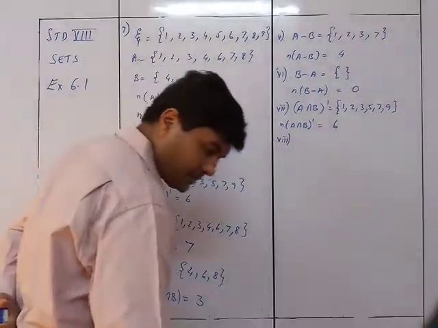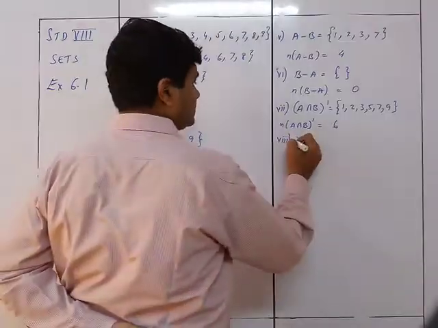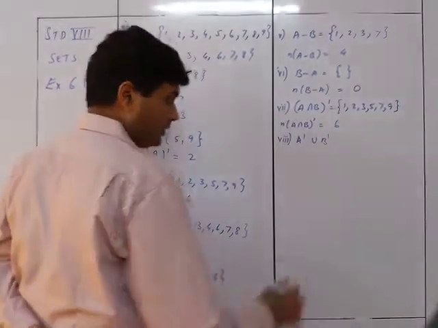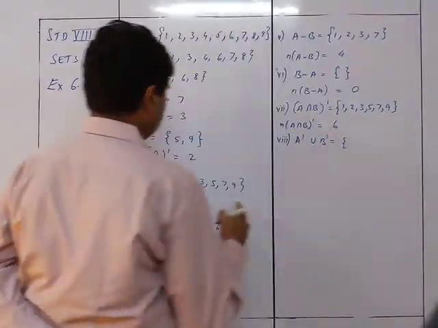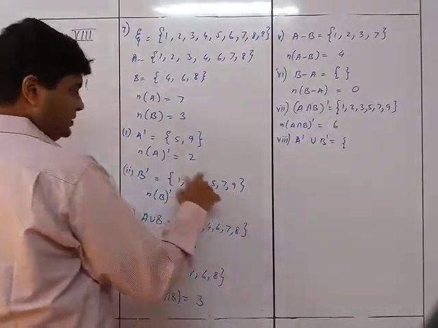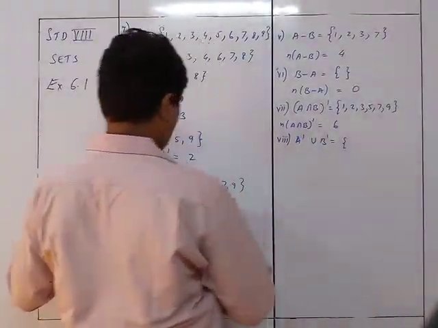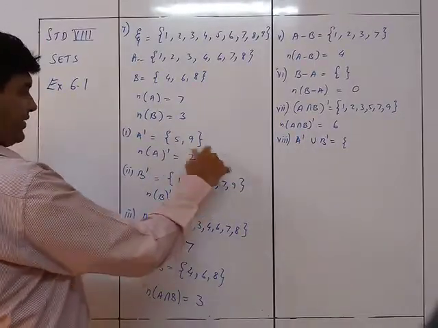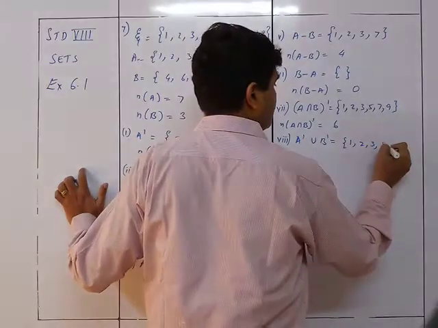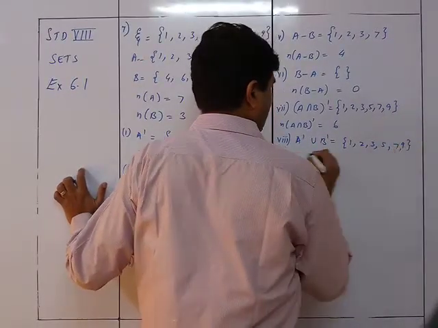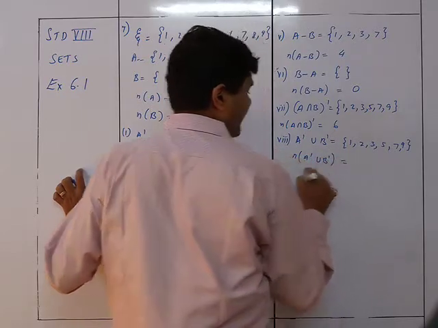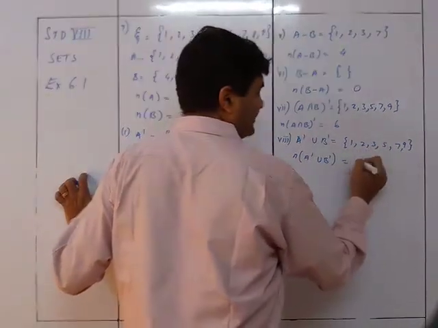Eighth one, A dash union B dash. A dash is 5 and 9, and B dash is 1, 2, 3, 5, 7, 9. So the union will be 1, 2, 3, 5, 7, 9. So n(A dash union B dash) will be 6.